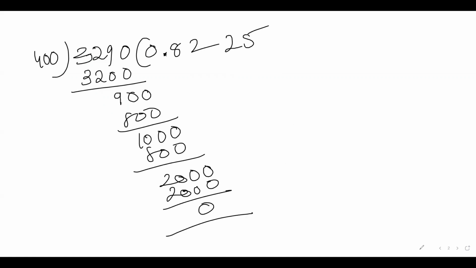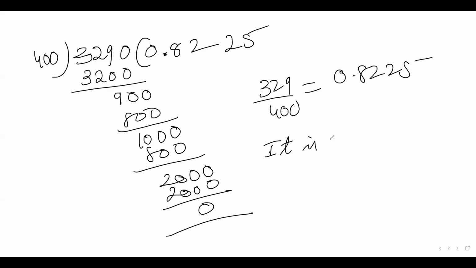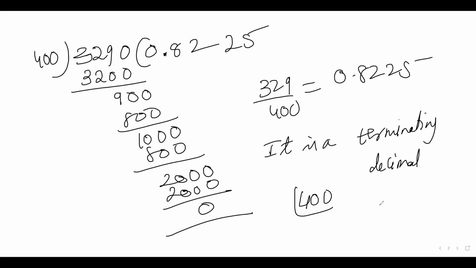So our answer, 329 by 400, is equal to 0.8225. It is a terminating decimal. We got a terminating decimal. Why? Because on factorizing the denominator 400, you will get only 2s and 5s. You will not get any other prime number. That is the reason we got a terminating decimal.